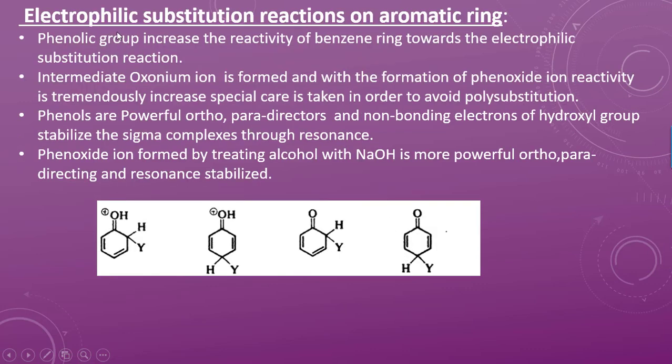The other type of reaction that occurs in phenolic compounds is electrophilic substitution reaction on the aromatic ring. The phenolic group increases the reactivity of the benzene ring towards electrophilic substitution, as we know that the hydroxy group is ortho-para directing. It increases the electron density at the ortho and para positions, and the electrophile can easily attach at the ortho and para positions. The non-bonded electron pairs on the oxygen of the hydroxyl group stabilize the oxonium ion that is formed as an intermediate in those electrophilic substitution reactions.